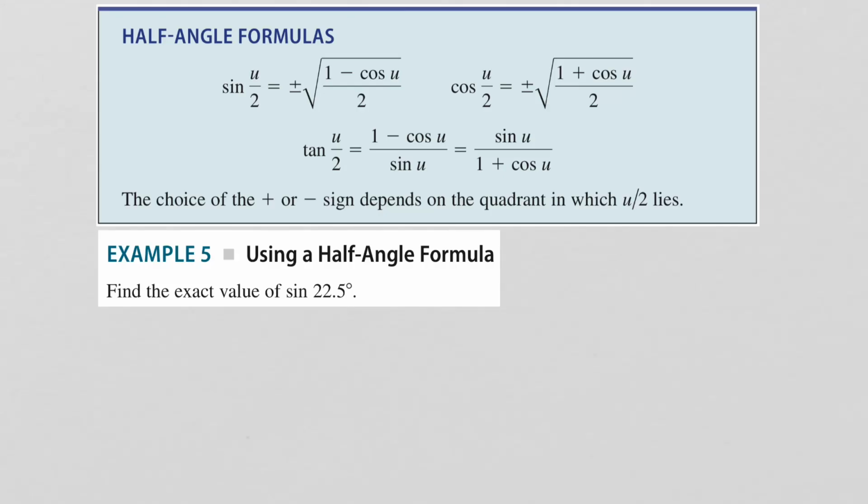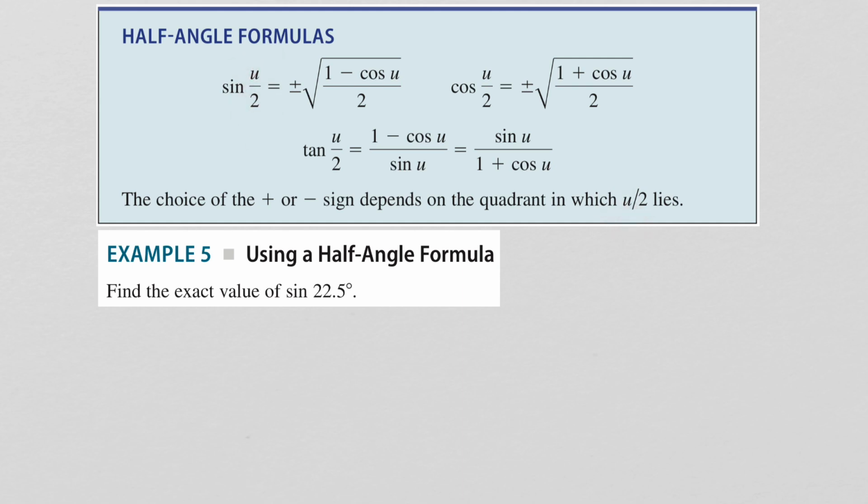Next, we have our half-angle formulas. These half-angle formulas actually come directly from the power reduction formulas on the previous page. Now, for the sine and cosine half-angle formulas, you do have a plus or a minus in front. It's not plus and minus. It's you have to choose the correct one depending on the quadrant that u over 2 is in.